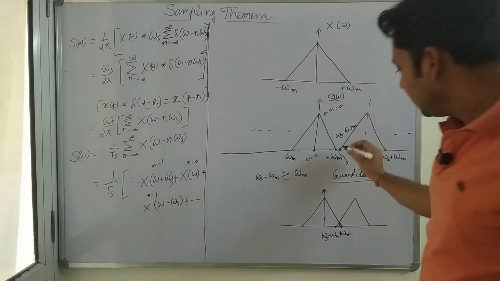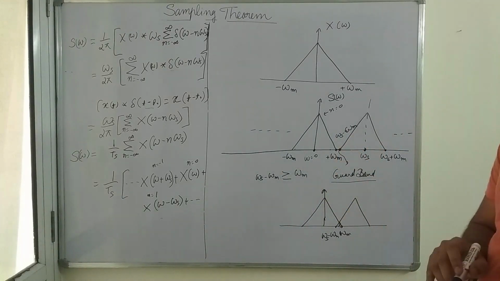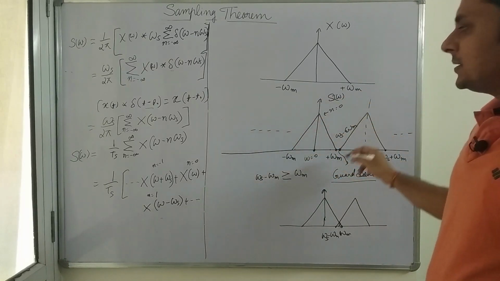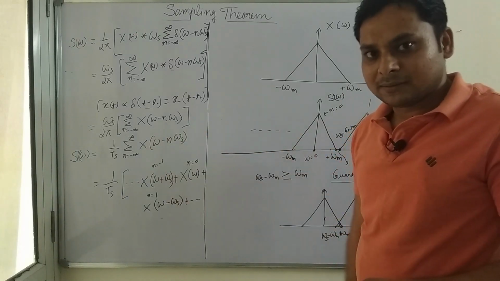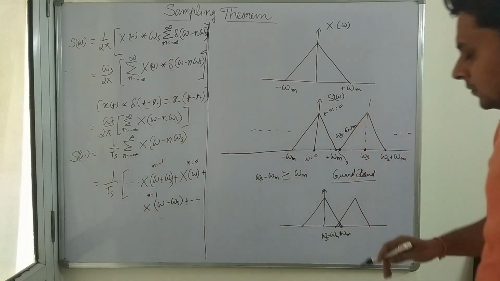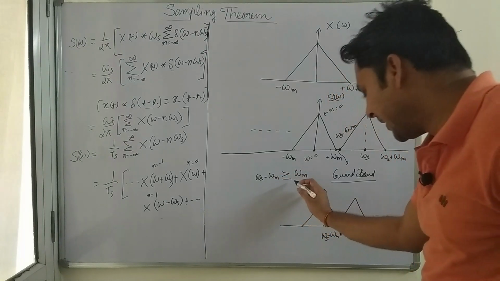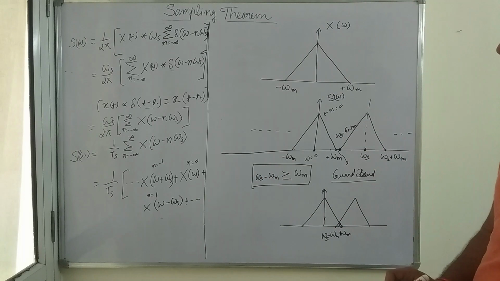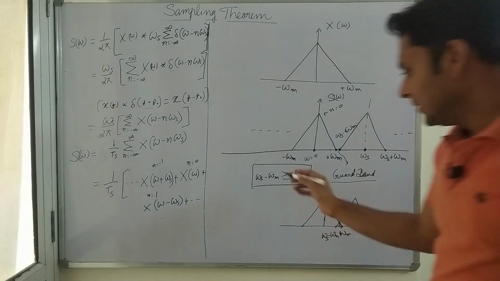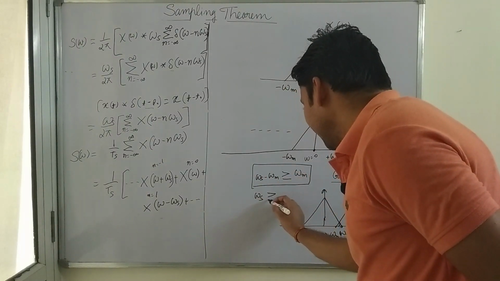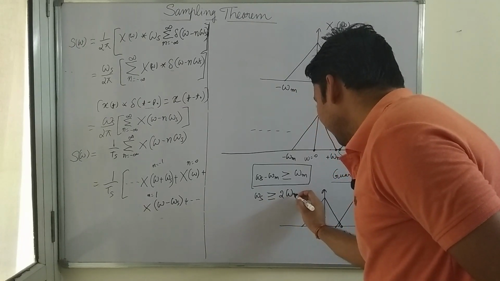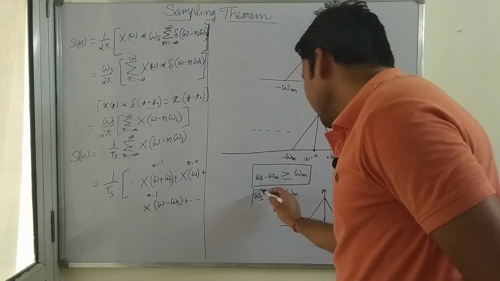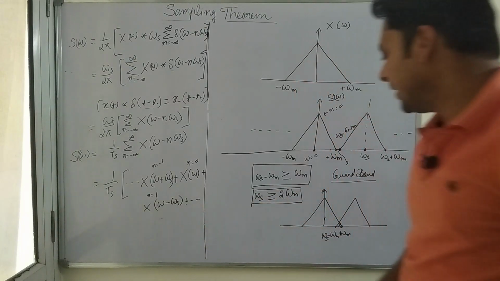Okay, so there is sufficient space between them and we can easily recover the original signal from this converted signal. Got it? Now, we have got a condition that omega s minus omega m is greater than or equal to omega m. Then we can say that omega s is greater than or equal to 2 omega m. We have taken this omega here and found the final condition: omega s must be greater than or equal to 2 omega m.